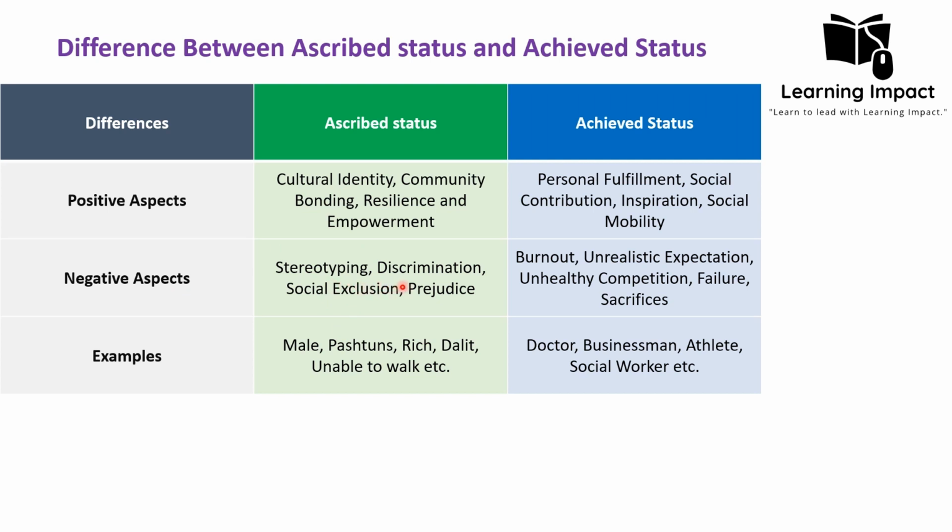Negative aspects of ascribed status, as we discussed, are associated with stereotyping and discrimination. We can say gender discrimination, and violence against women are also included in it. Social exclusion: if someone is born disabled, the society excludes him. So we can say it is a negative aspect of ascribed status, and also prejudice.